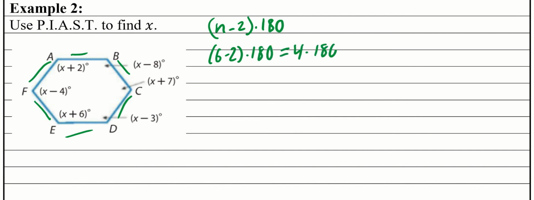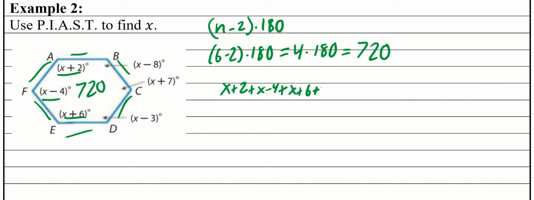So to figure out what they all add up to, 6 minus 2 is going to give me 4, and 4 times 180 is going to give me 720. So this is what they all add up to. They all add up to 720. Now that I know this, I can just go ahead and add all these expressions together and set the sum equal to 720. So I'm going to say x plus 2, I'll just go around here, x plus 2 plus x minus 4 plus x plus 6, continuing, plus x minus 3 plus x plus 7 plus x minus 8.